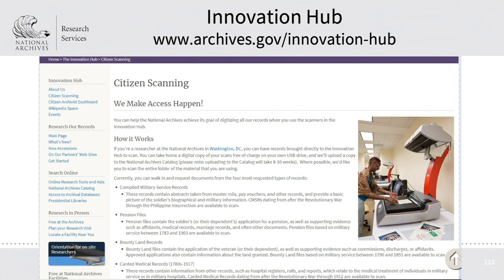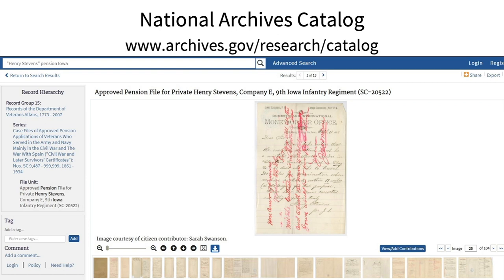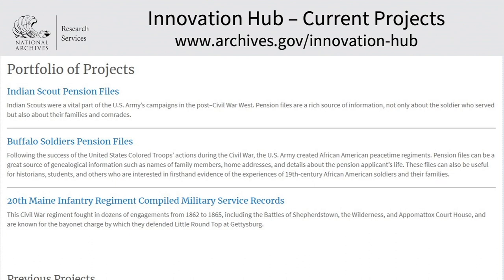And if you bring a memory stick with you, they will copy all the scanned images for you to take home with you as well. Here's an example of a Civil War pension file that I scanned in the hub a few years ago. As you can see, the scanned records from the hub will all be in color, which can really make a difference. And if you don't have personal projects you want to scan, but you want to help out, there are always ongoing projects in the hub that you can assist with. These are some scanning projects of military and pension records that were underway before the pandemic hit and will hopefully pick up again in the near future.